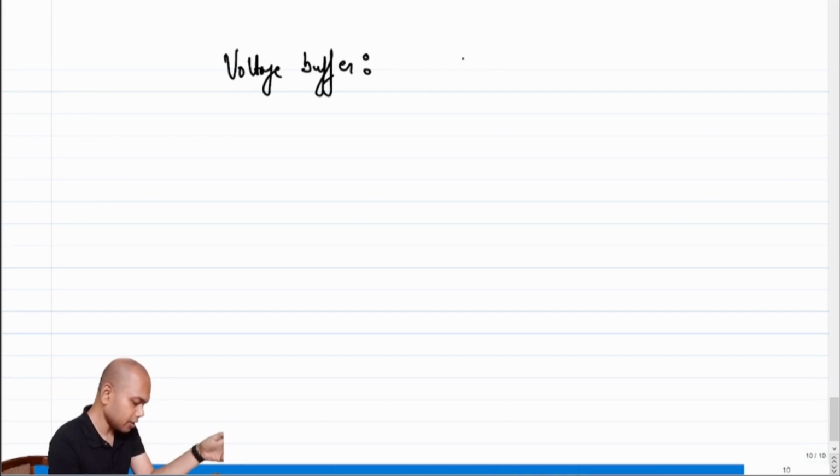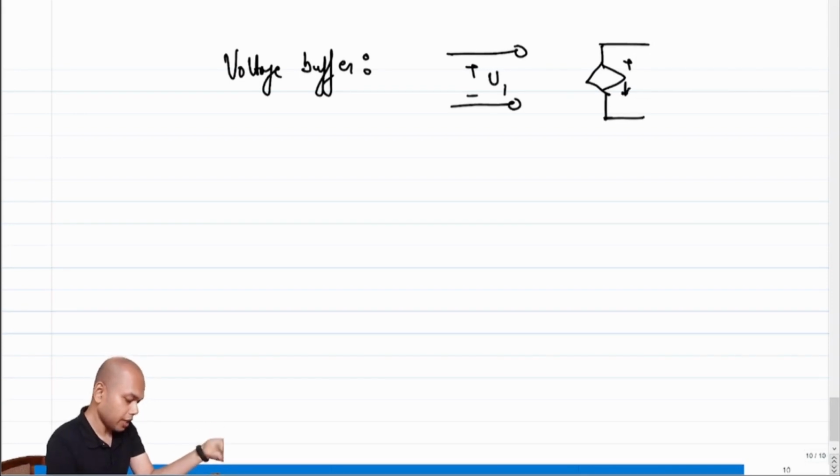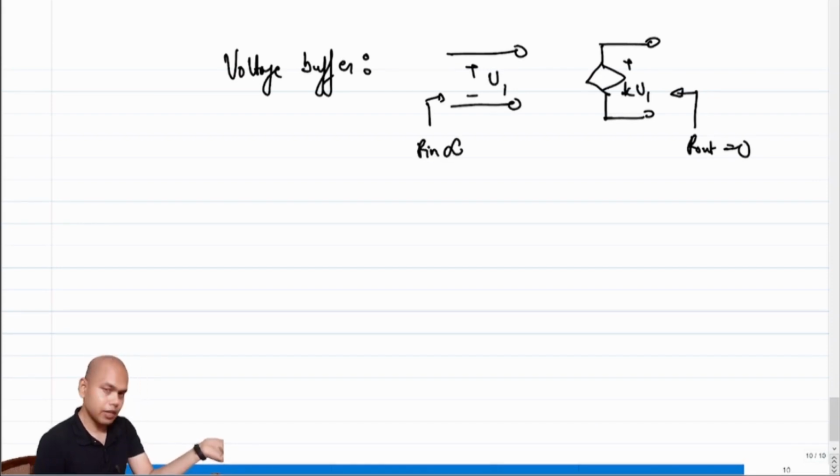What is a voltage buffer? A voltage buffer is a contraption that takes in a voltage V1 and produces an output which is proportional to the voltage V1 and is able to drive any load, right? Which means its output impedance R out is 0, and R in is infinite.